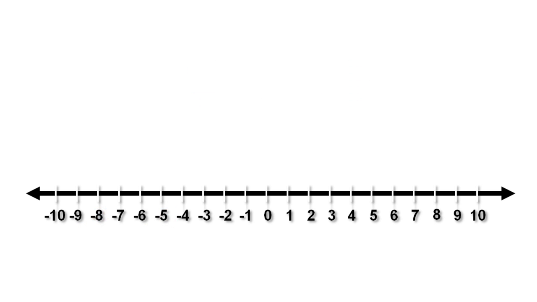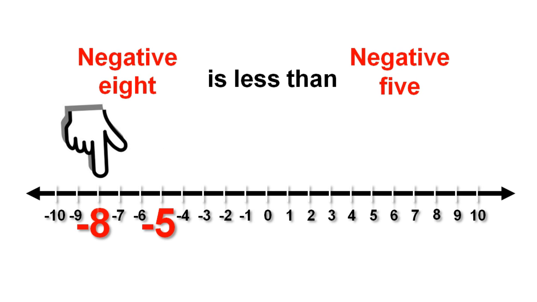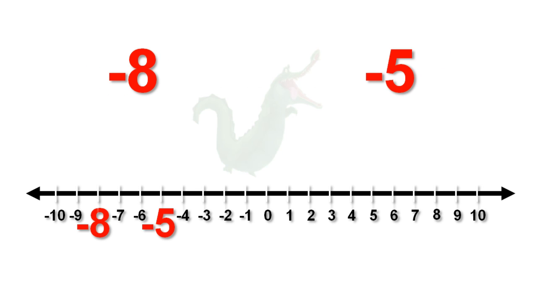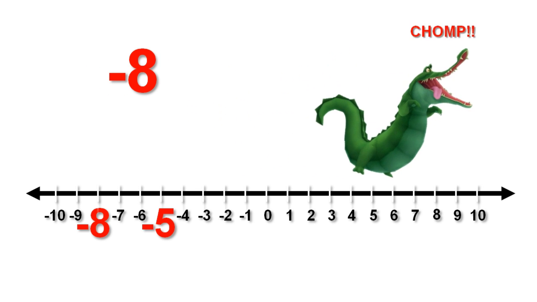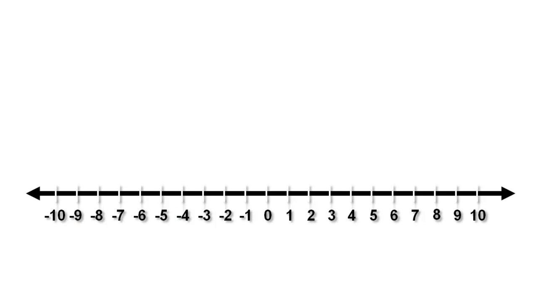Negative 8 is further to the left on the number line than negative 5. So we can say that negative 8 is less than negative 5. The greedy crocodile still wants to eat the bigger number. So we can write this out like this. One more set of numbers for us to compare.